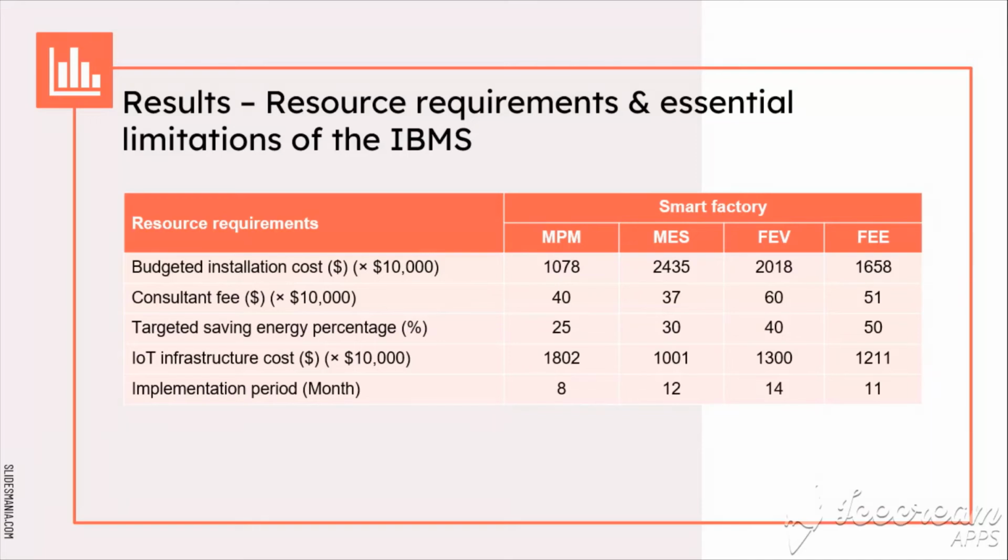Next, the highlighted result of resource requirement and essential limitation of IBMS for smart factory. The resource requirement is similar to the intelligent building, but here the highest cost is for alternative MES, which is manufacturing execution system, whose budget installation cost is 2,435 times 10,000 unit price. And then here, FBV has the highest implementation period, which is 14 months.